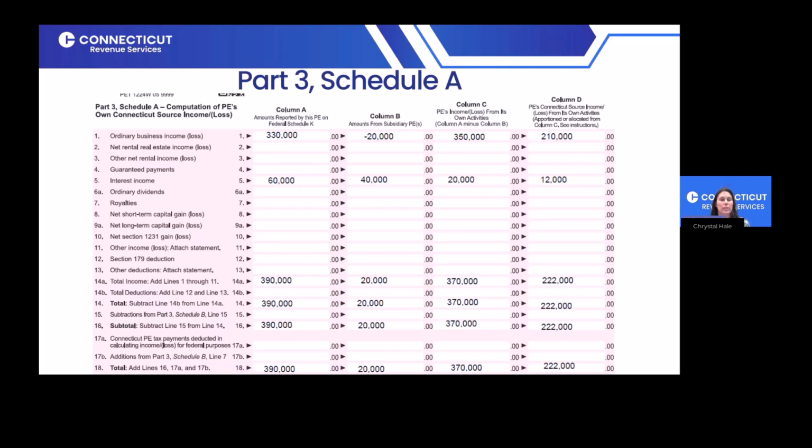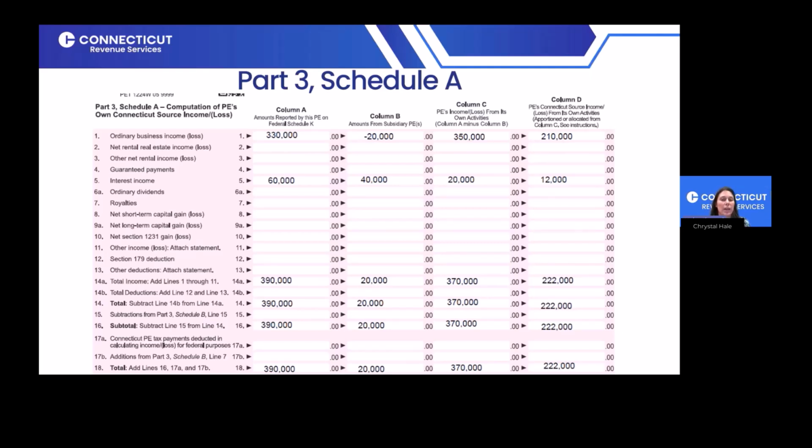So here is Part 3, Schedule A. As you can see in Column A, these are the total amounts reported on the PE's federal Schedule K. We're going to remove the amounts from the subsidiary PEs to come up with our own operations. So in this case, we have a loss of $20,000 in column B for ordinary business, and interest income of $40,000, which was our calculation in the prior slide.